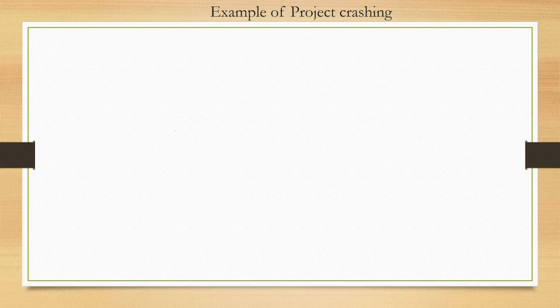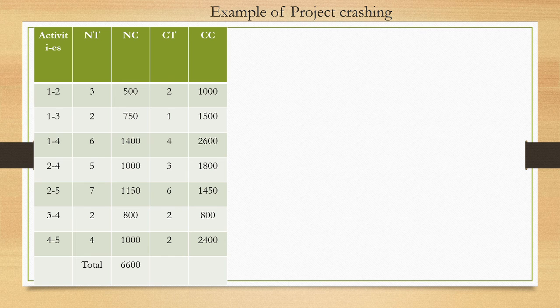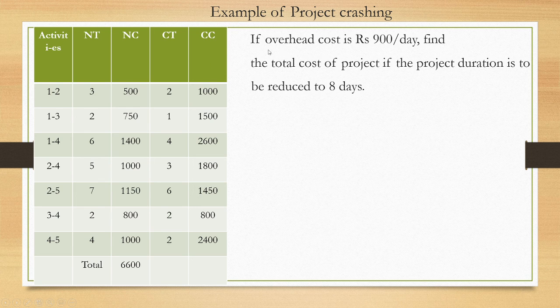So let's see one of the examples of project crashing. This is the example which is given. Activities are given, normal times are given in days, normal costs are given in rupees. This is the crash time and this is the crash cost. It is asking: if the overhead cost is rupees 900 per day, find the total cost of the project if the project duration is to be reduced to 8 days.